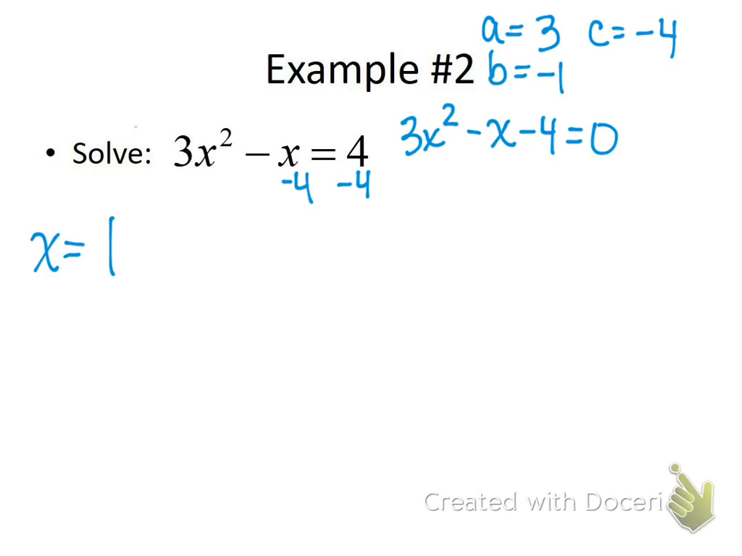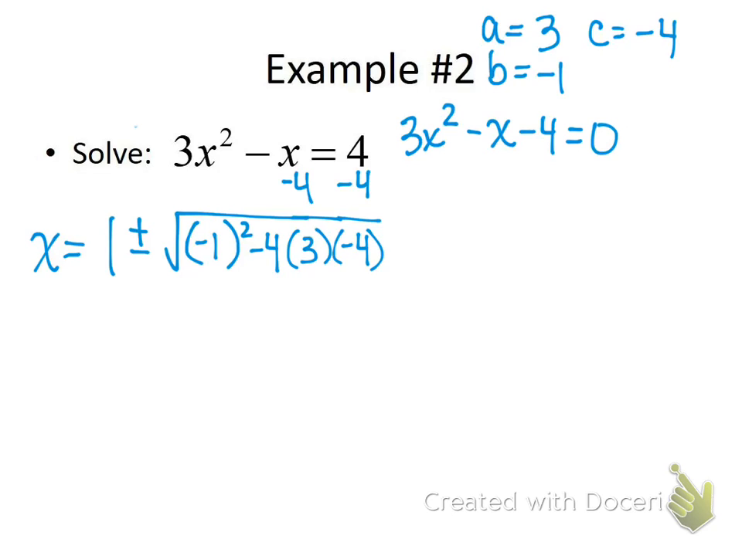Plus or minus the square root of B squared. What am I plugging in for B? -1 squared minus 4, and then I need parentheses for A and parentheses for C. What goes in my parentheses for A? 3, and for C? -4. That whole thing is getting divided by 2 times A.